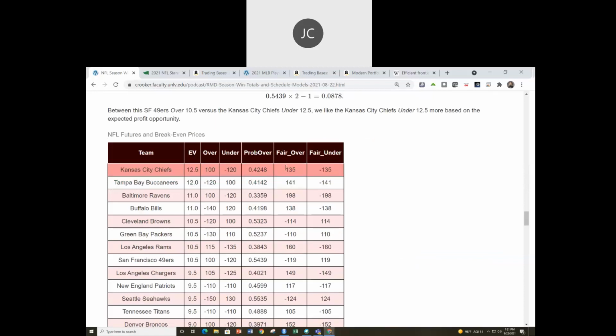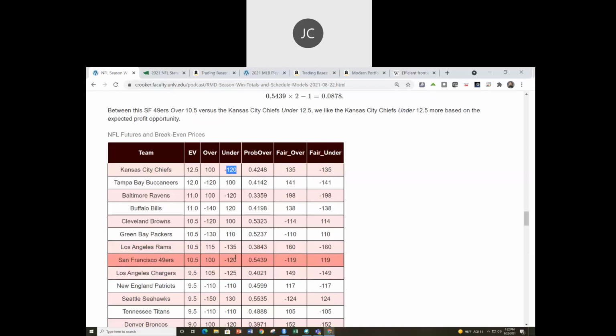This fair over column is giving us, based on that probability of hitting the over, what we would be willing to pay to just break even on average with this wager. We need to have plus 135 before we would start to look at that Chiefs over 12 and a half. You can see the Westgate is pricing at plus 100, so that's not something we're interested in. On the other hand, we do like the under. The probability of the over is 42.48%, so we would be willing to put up $135 to win 100. The Westgate only requires 120, which suggests a profitable opportunity to bet the under on the Chiefs' 12 and a half season win total.